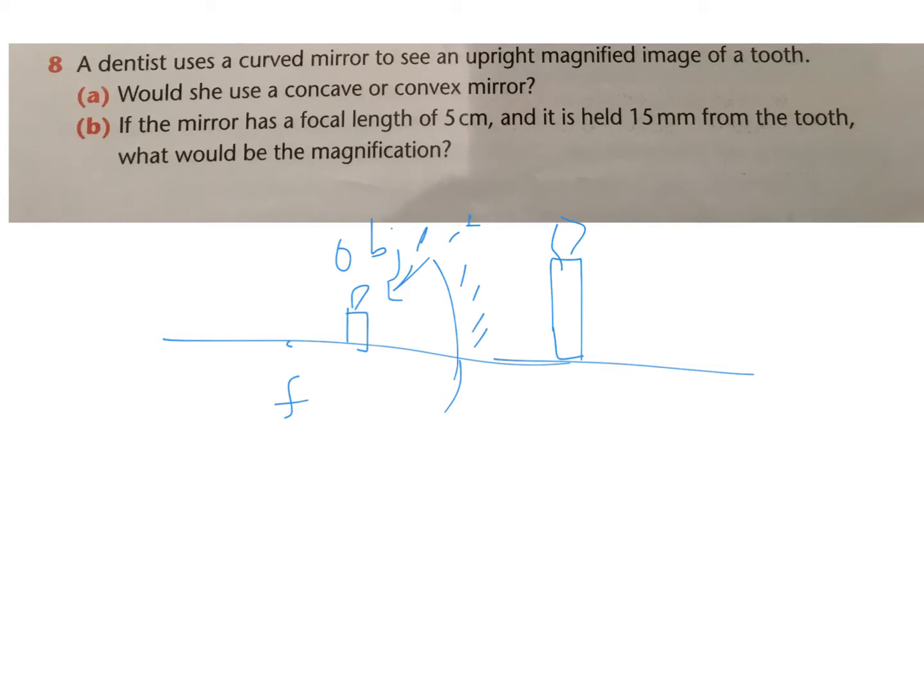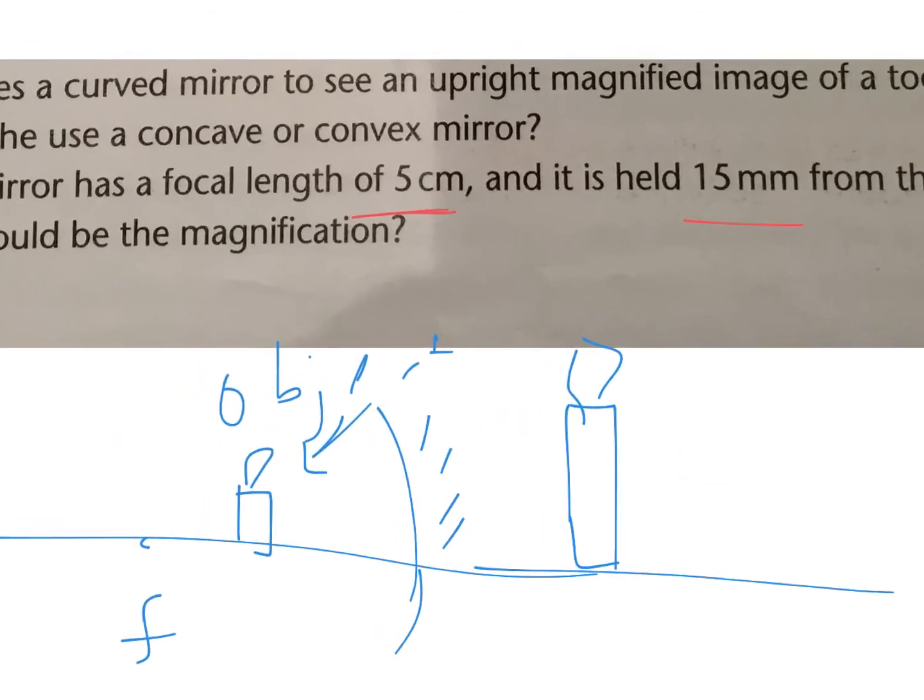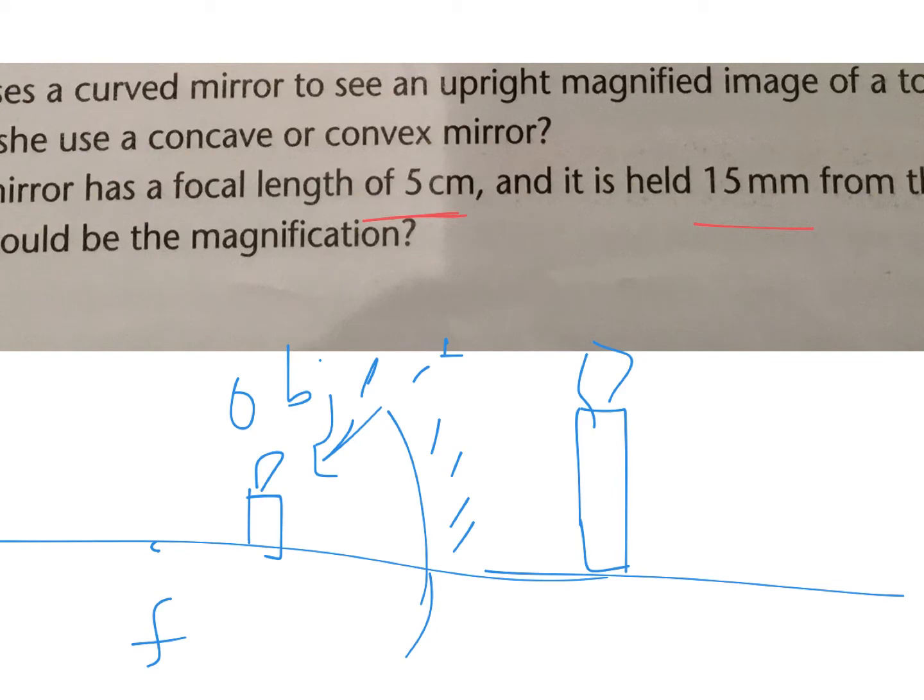So if we go on to the second part of the question, if the mirror has a focal length of 5 centimeters and it is held 15 millimeters from the tooth, what would be the magnification? So I see one trick already here is that they've given me the distances in two different units. They talked about 5 centimeters and 15 millimeters. So before I stick either of these into any formula, I just have to decide which unit I'm going to use. My preference here would be to use centimeters, so I'm going to put this as 1.5 centimeters because there's 10 millimeters in a centimeter. I'm just going to divide by 10.